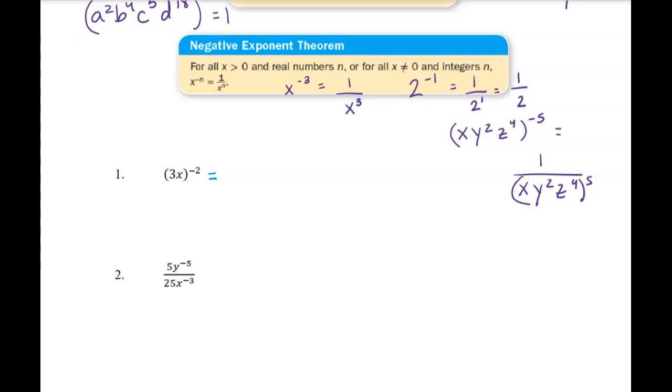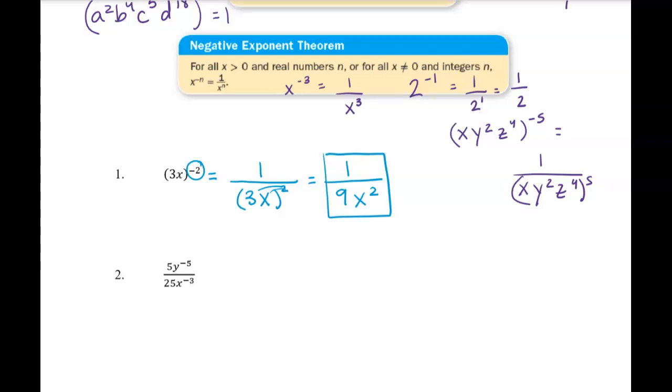So (3x) to the negative second. What I'm going to do is take this negative power, make a fraction, and make it 1 over (3x) to the positive 2, which is 1 over 3 squared, which is 9, times x squared, which is just x squared, and we get 1 over 9x^2.